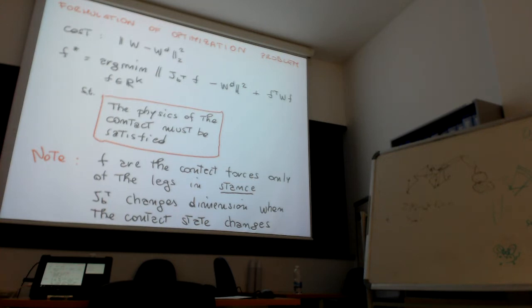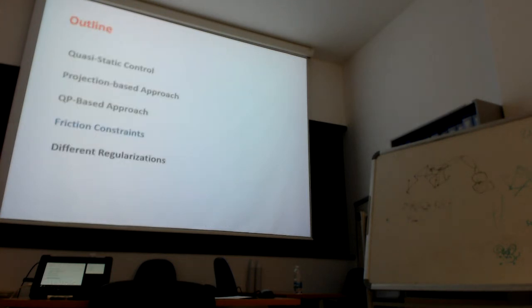Okay? So in this case, we just have one task to control the center of mass or the base, in this case the base, and we don't care about the swinging leg. So the dimension of JB transpose will change. If I have 4 legs on the ground, it will be 12 rows, 12 columns. If I have 3 legs on the ground, we will have 9 columns. If you have 2 legs on the ground, we will have 6 columns. So you need to take care of that in the code when the contact state changes.